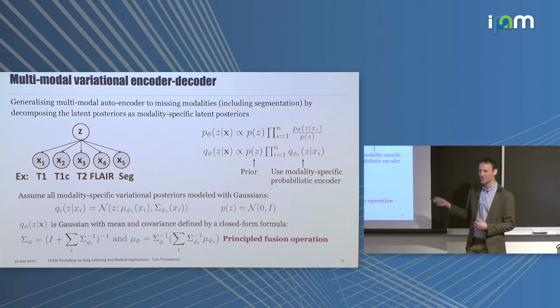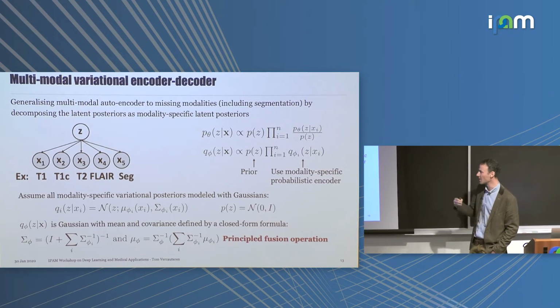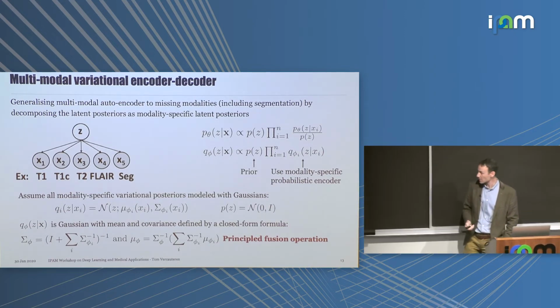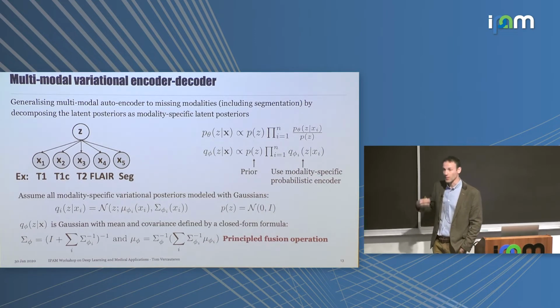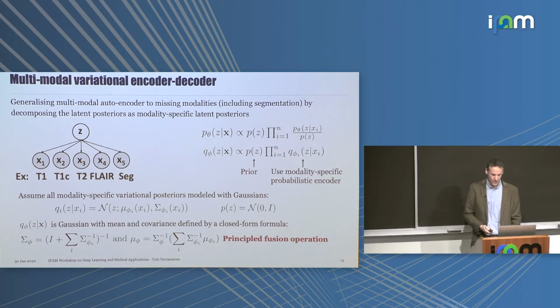So we're going back to this HeMIS architecture that was proposed at MICCAI 2016, but now we have a probabilistic explanation for it, by making an additional assumption that your covariances are the same for each of the modality-specific encodings. And if you relax this assumption that all the covariances are the same, then you get an extended fusion operation here.